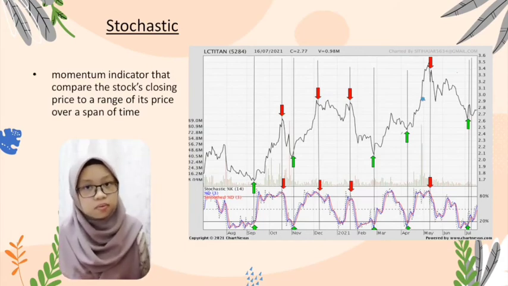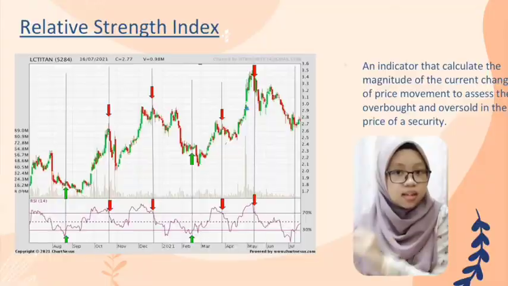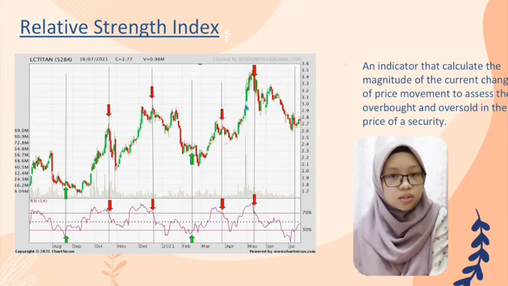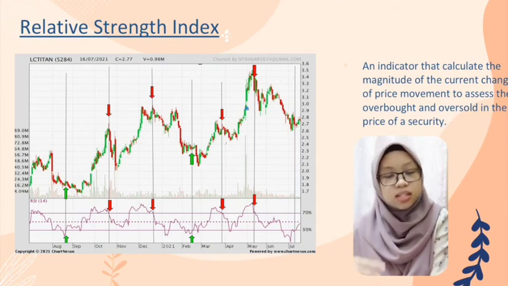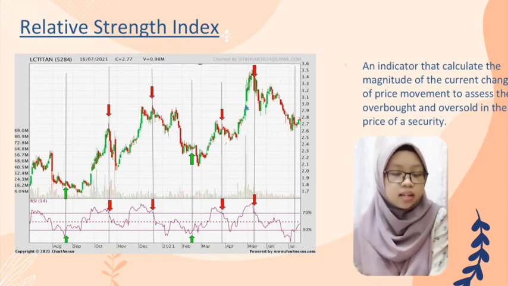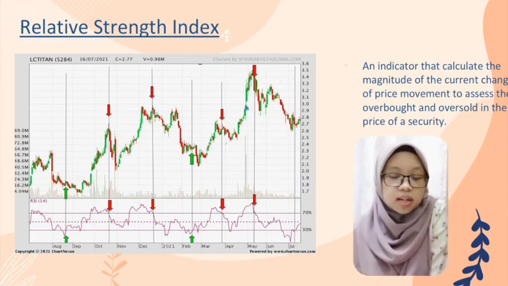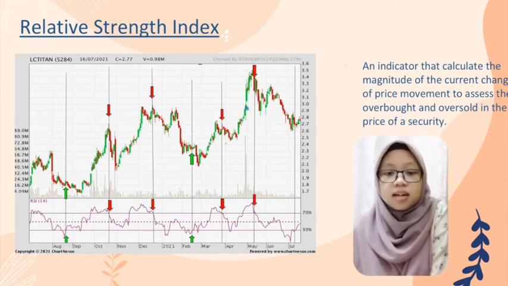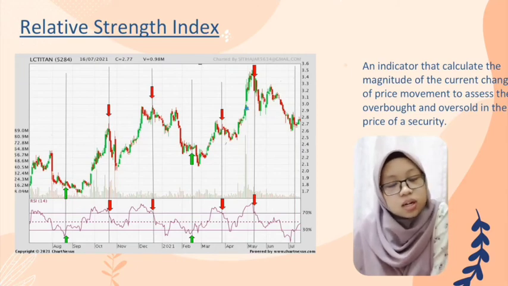On 9 July, it is preferable for investors to buy the stock. Next, RSI or Relative Strength Index is an indicator that calculates the magnitude of the current change of price movement to assess the overbought and oversold in the price of security. When RSI is below 30 and in the oversold area, then moves up over 30, it indicates a buy signal, which is shown on the chart with green arrows.